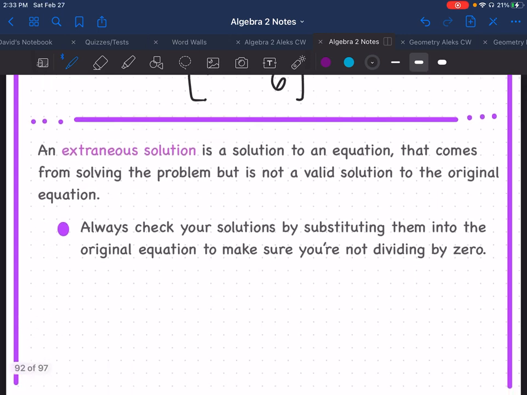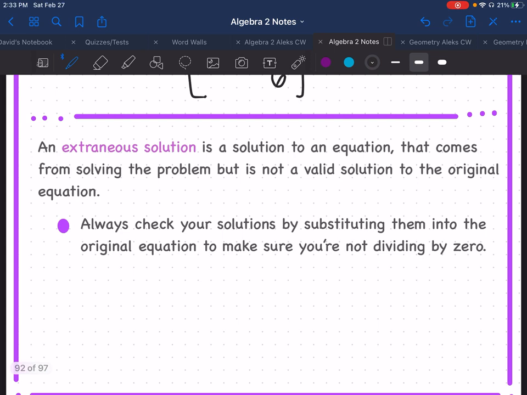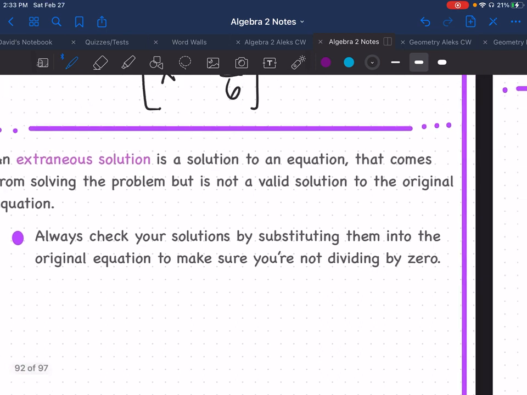All right. We need to talk about an extraneous solution before we do our last example. An extraneous solution is a solution to an equation that comes from solving our problem, but is not a valid solution to my original equation. What you need to always do is make sure that you check your solutions by substituting them back into the original equation and making sure that you're not dividing by 0. All we have to do is make sure that we're not dividing by 0. Here is our last question.